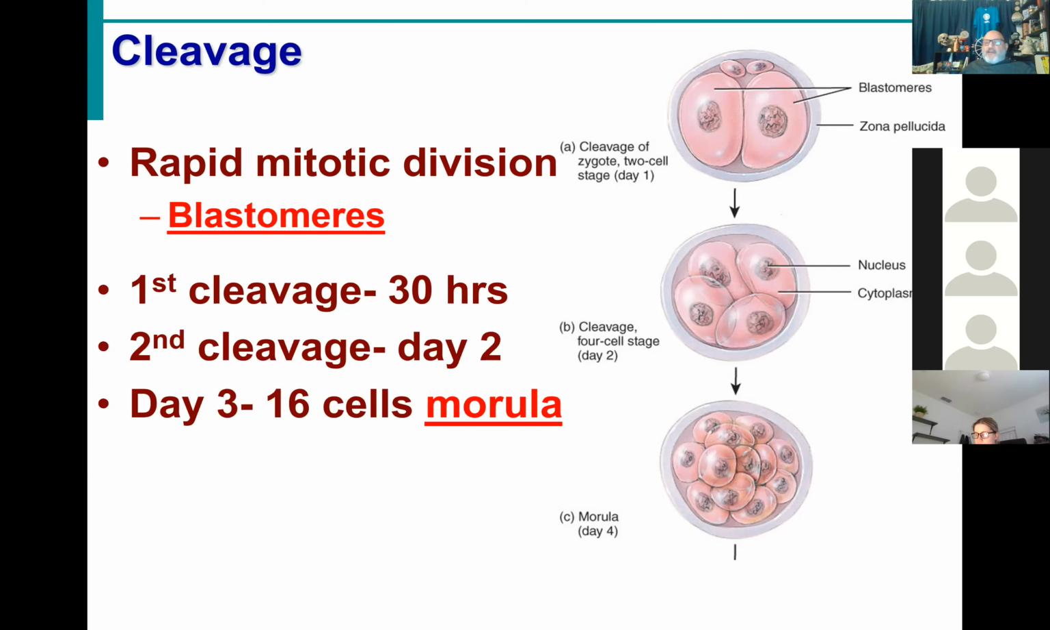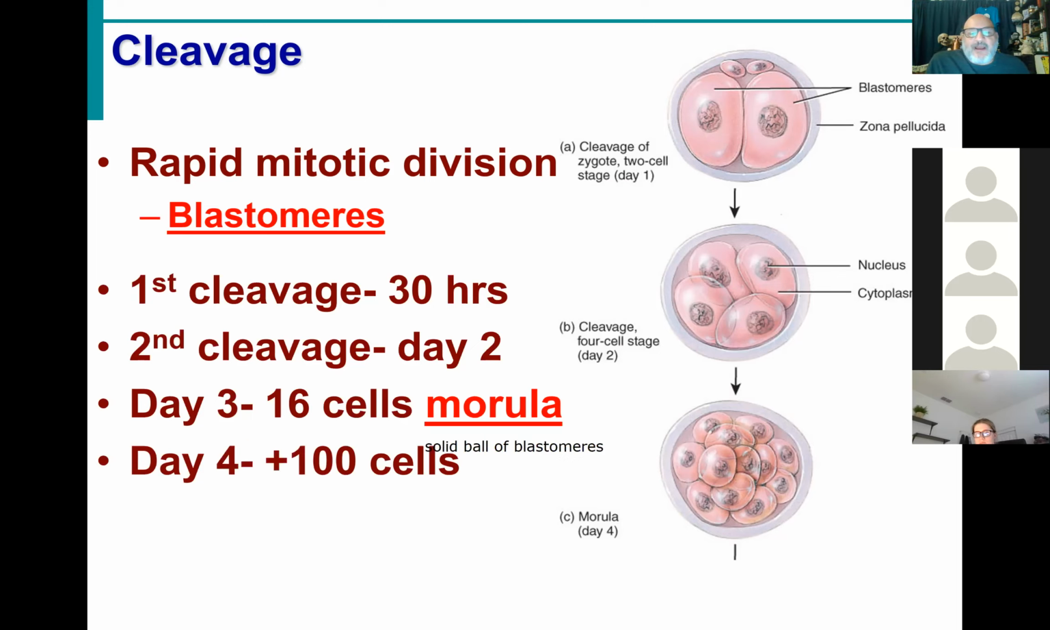By day 3, we usually have a structure that is a solid ball of blastomeres. This solid ball of blastomeres is known as a morula, named after the mulberry, because that's kind of what it looks a little bit like. And then around day 4, you have a solid ball of well over 100 cells.